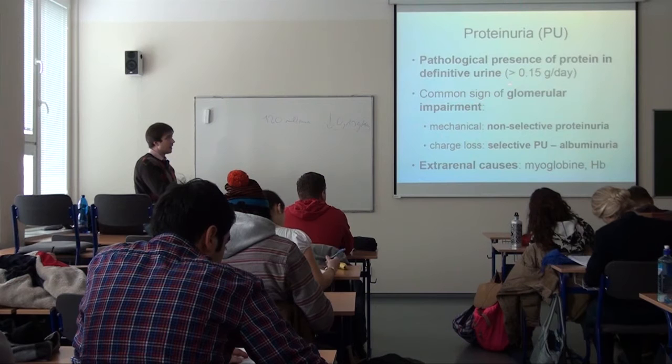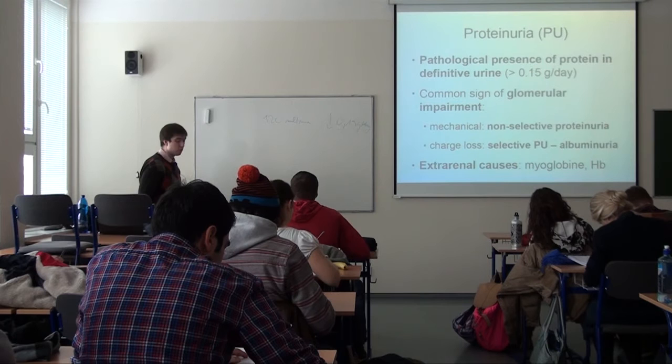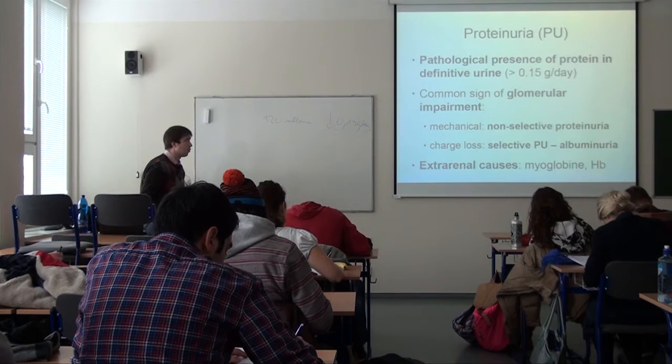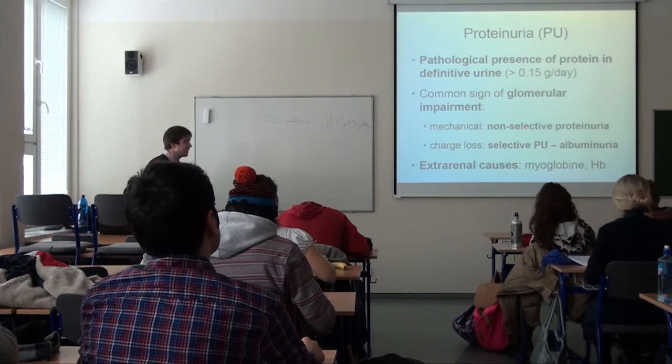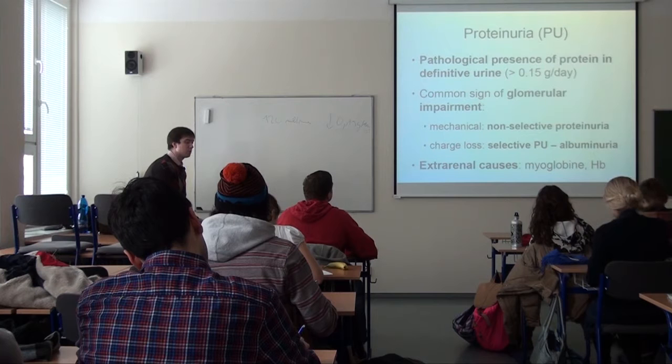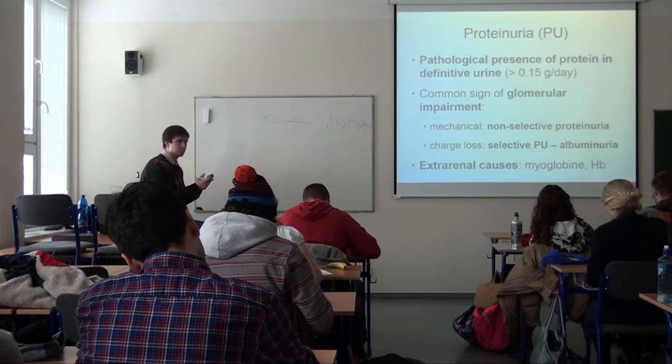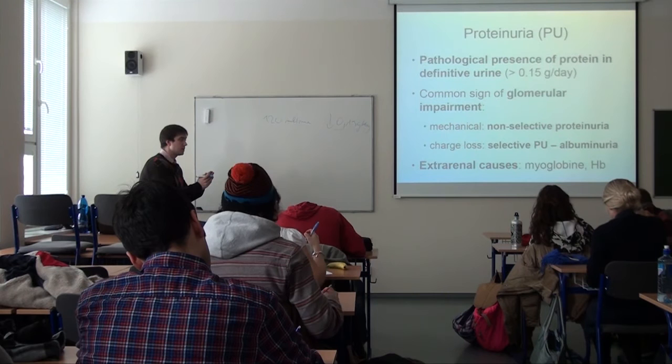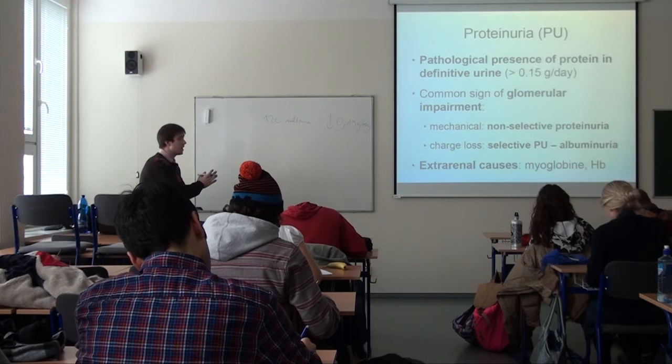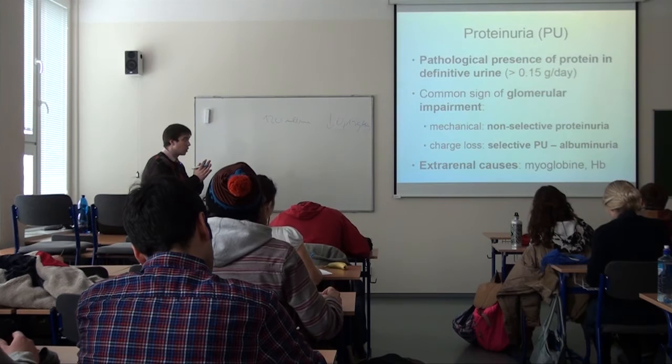But if you have a problem, the majority of proteinurias are connected with glomerular impairment. We have two basic types of proteinuria. One we call non-selective proteinuria, the second is selective proteinuria. Selective proteinuria is quite simple. Everything is correct, only you lose the charge. There is a loss of charge. So the proteins that are at the border, they are small, but they have a negative charge, and now they can go through. The synonym for selective proteinuria is albuminuria.